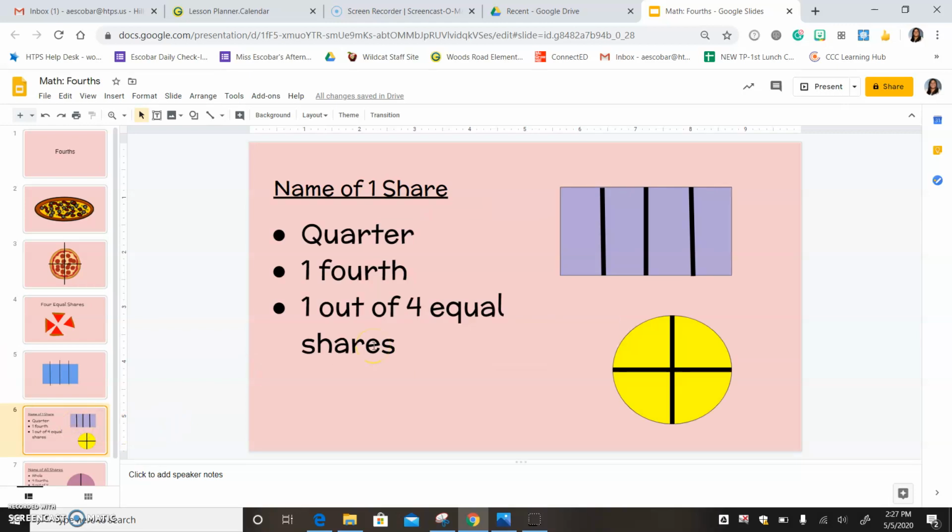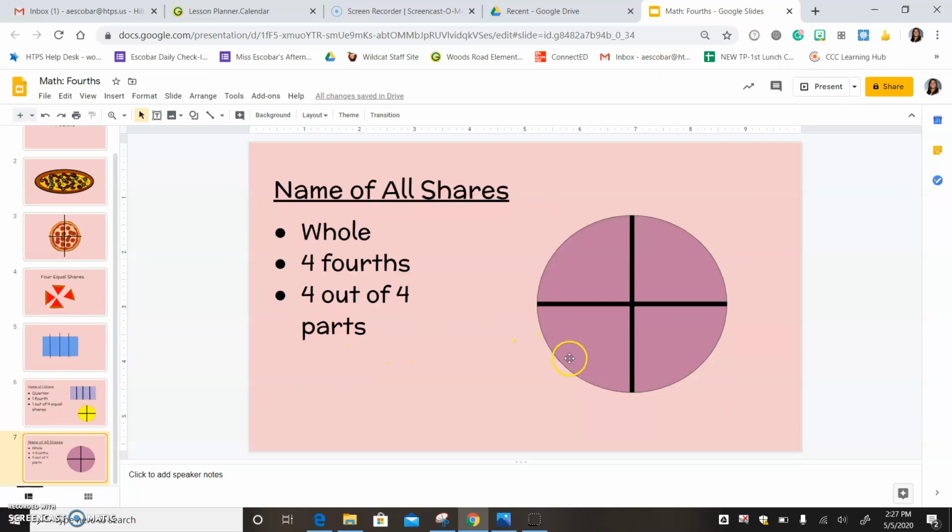Now let's talk about the different names that we can call one share. So I can call one slice of pizza out of my four a quarter. I could also call it 1/4, or I could call it one out of four shares.